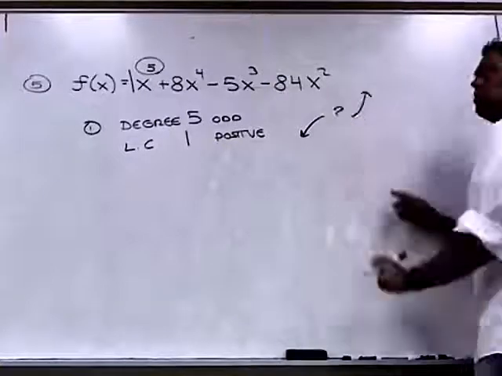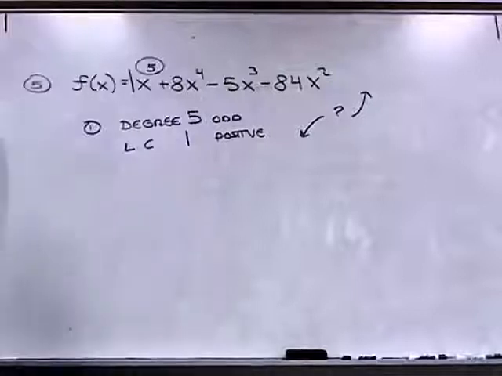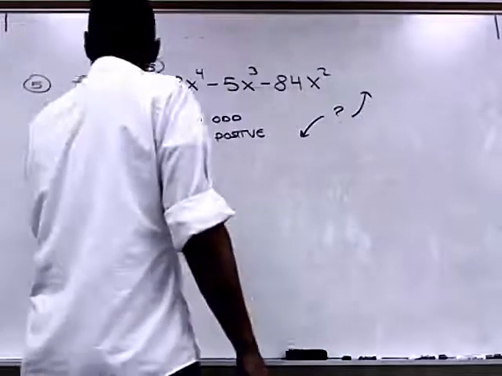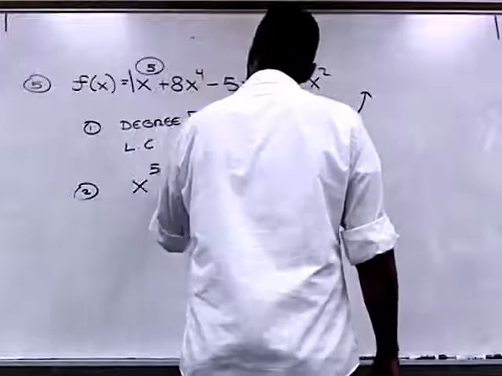You all remember that table? I would write that table down if you don't have it memorized. So that's our left and right behavior. What's the second step? X-intercepts. How do we find x-intercepts? Set the function to 0, right?